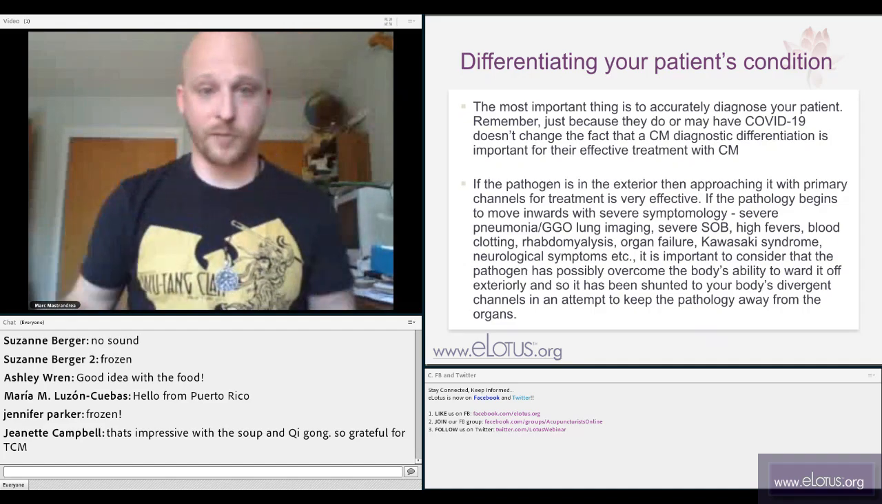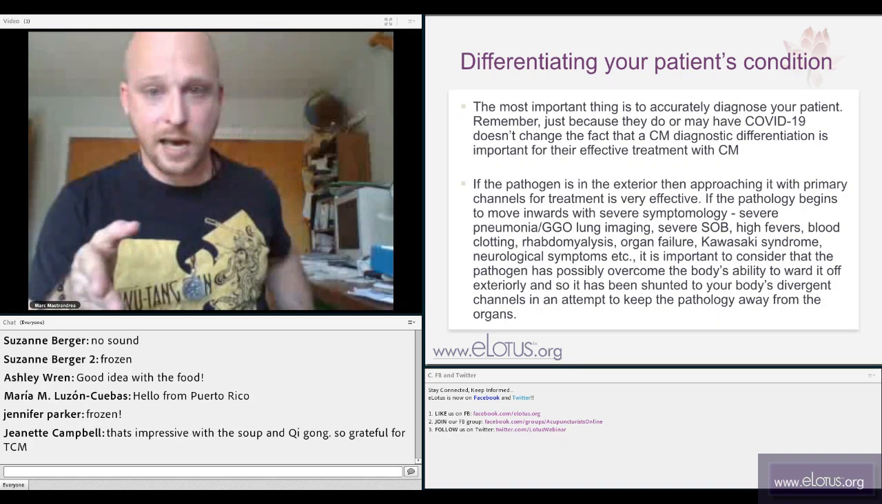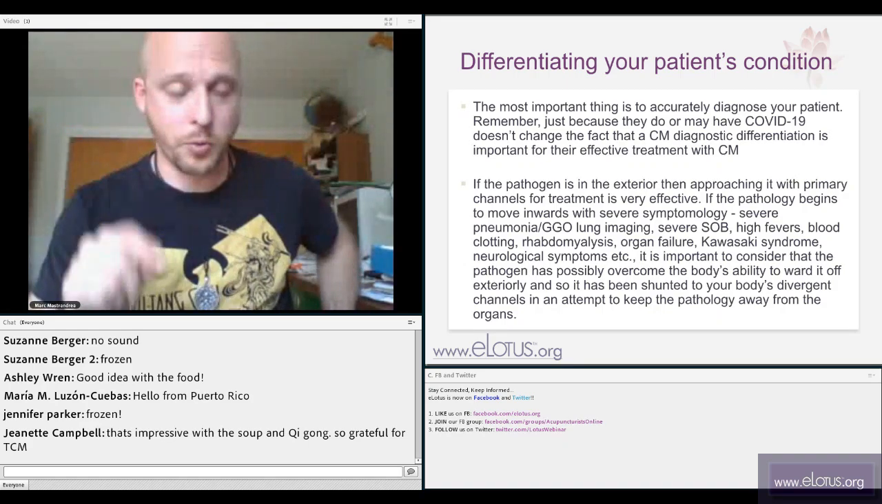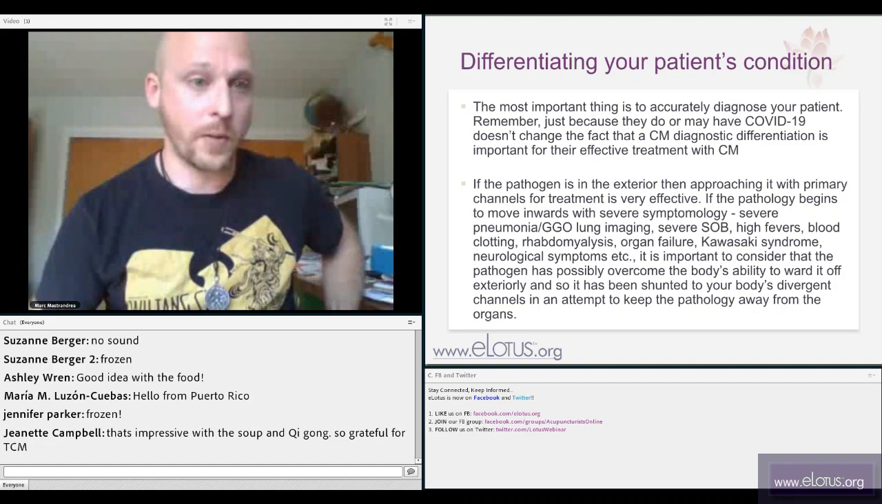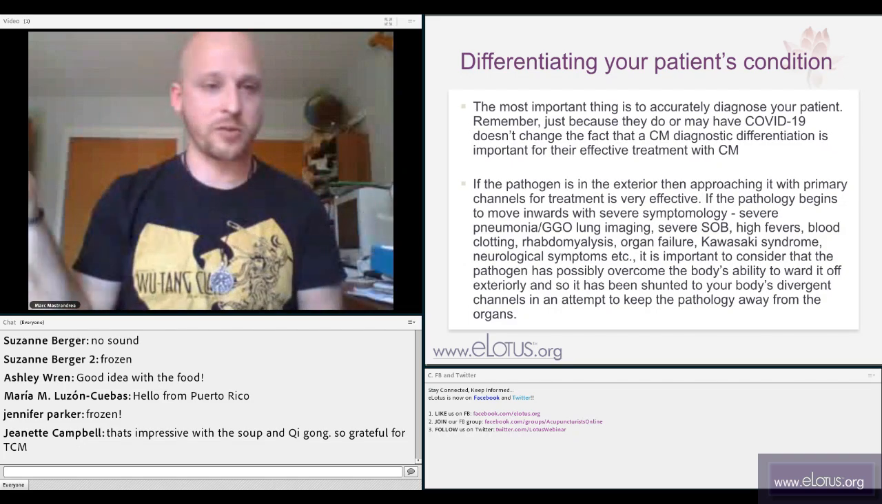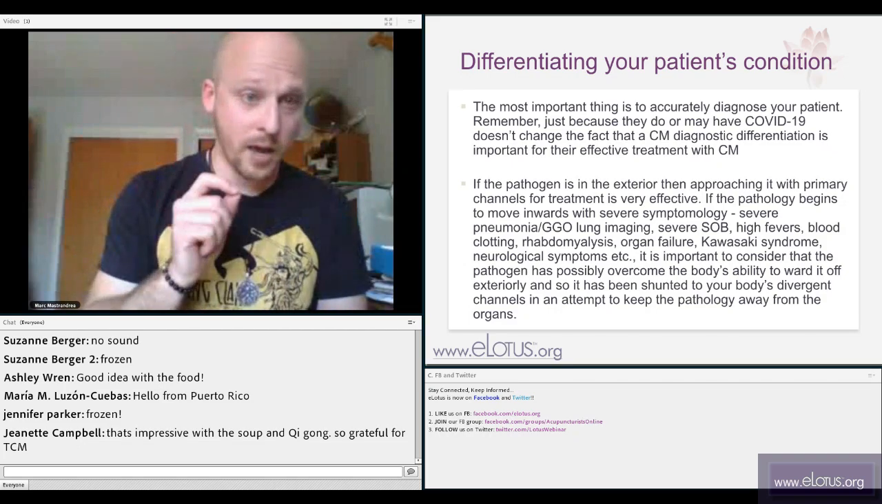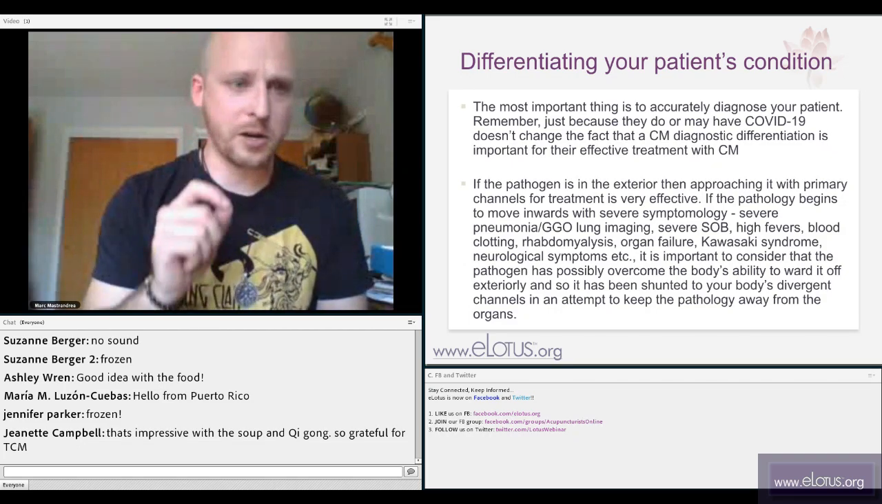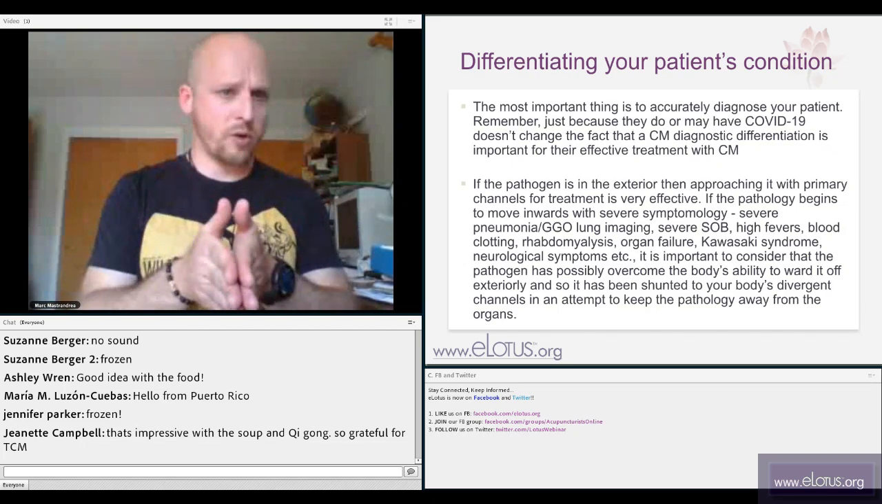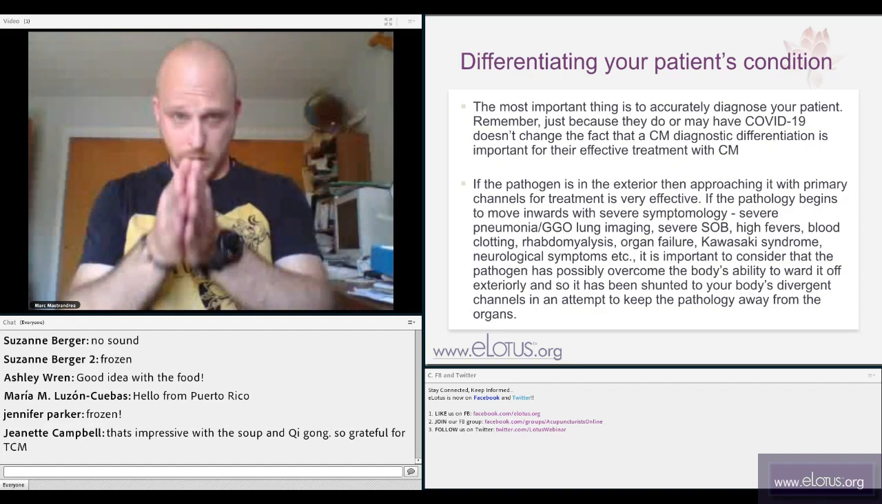So, most important thing: accurate diagnosis of your patient once you start treating them. Remember, just because they might have COVID doesn't change the fact that Chinese medical diagnostic differentiation is super important for the effective treatment of Chinese medicine, right? If you don't have a diagnostic differentiation, what are you doing? You're just throwing darts in the dark. You don't know what you're doing. And a clear diagnostic differentiation is also going to help you understand more when you get a reaction from the patient.